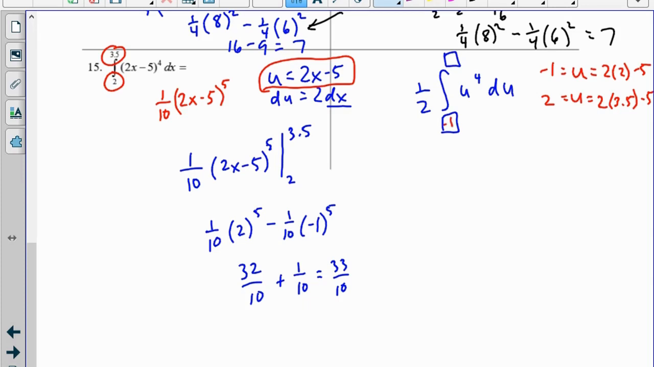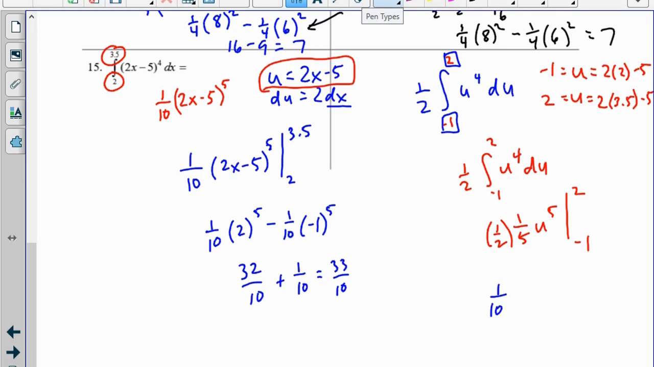So instead of the bounds being from 2 to 3.5, if everything was in terms of x, the bounds are now from -1 to 2. So if I integrate this problem, I get 1/5 times 1/2 u to the 5th, and I evaluate from -1 to 2. Notice the 1/2 and 1/5 becomes 1/10, and then for u to the 5th, I substitute in 2 minus 1/10 times what happens when I substitute in -1. And notice I get the same thing that I did with back substitution. So it just depends on what you want.